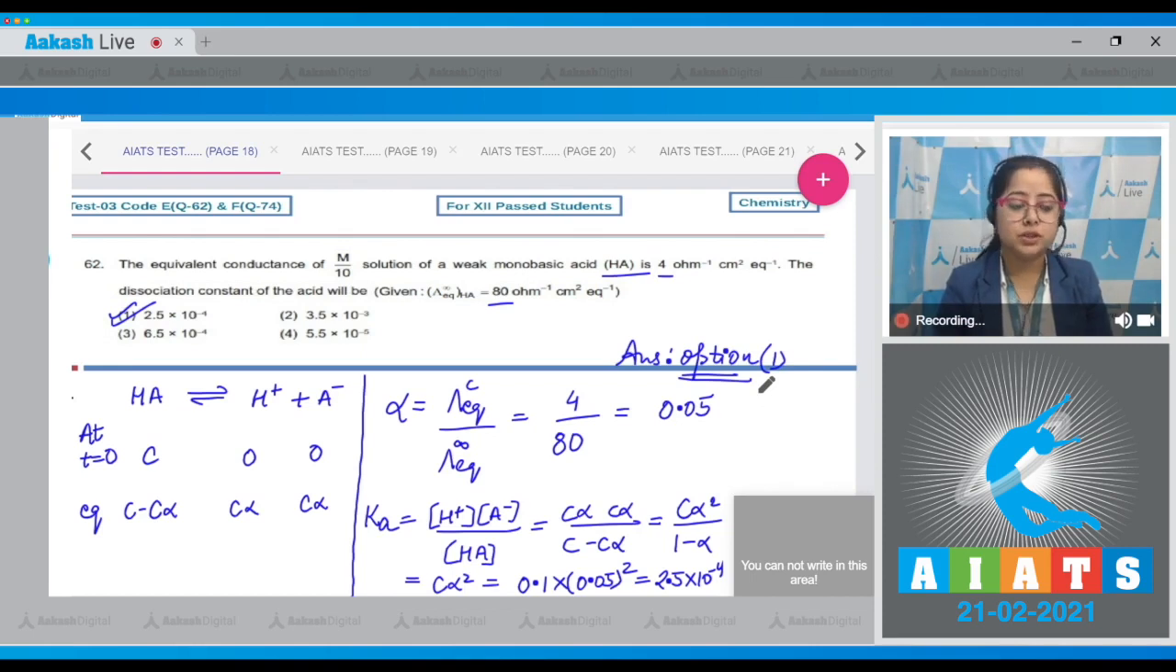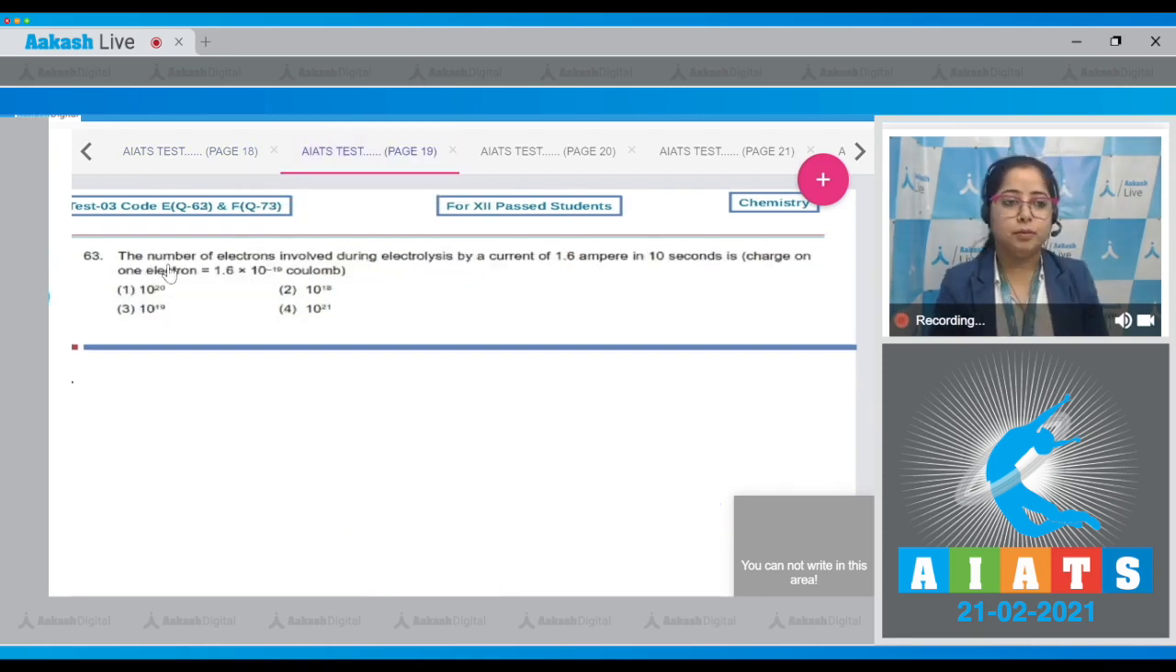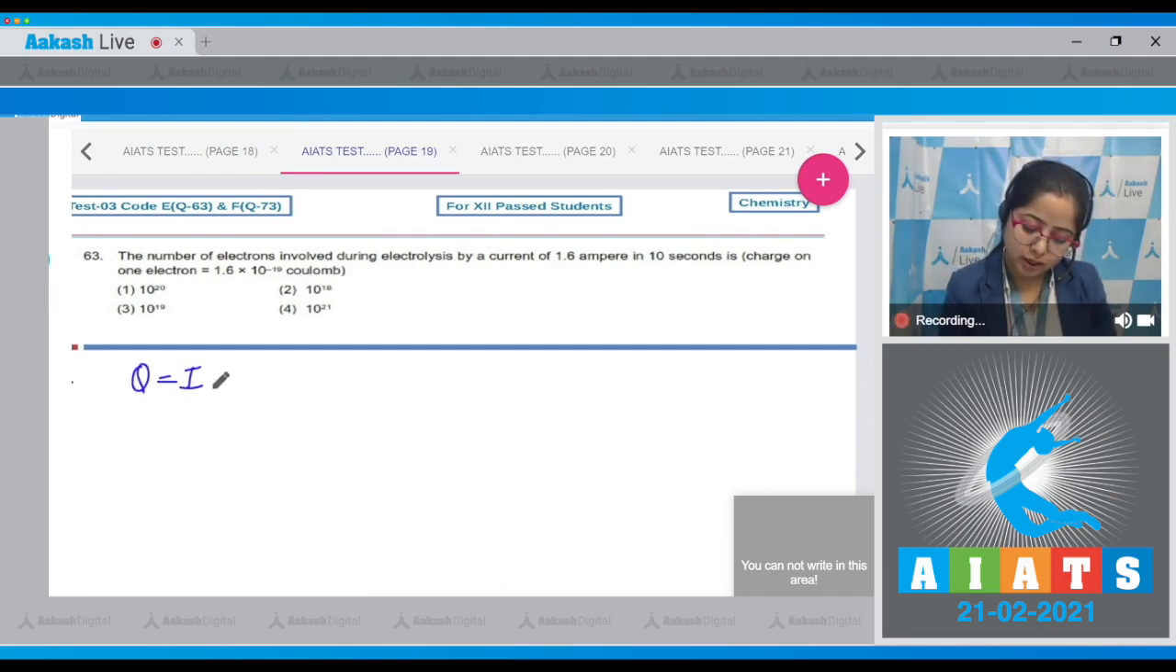Moving to the next question, students, which is question number 63. The number of electrons involved during electrolysis by a current of 1.6 ampere in 10 seconds is, we are given the charge on one electron is 1.6 into 10 to the power minus 19 coulombs. Students, we all know that Q is equal to IT. Here the value of I is 1.6 ampere and that of time is 10 seconds, which is equal to 16 coulombs.